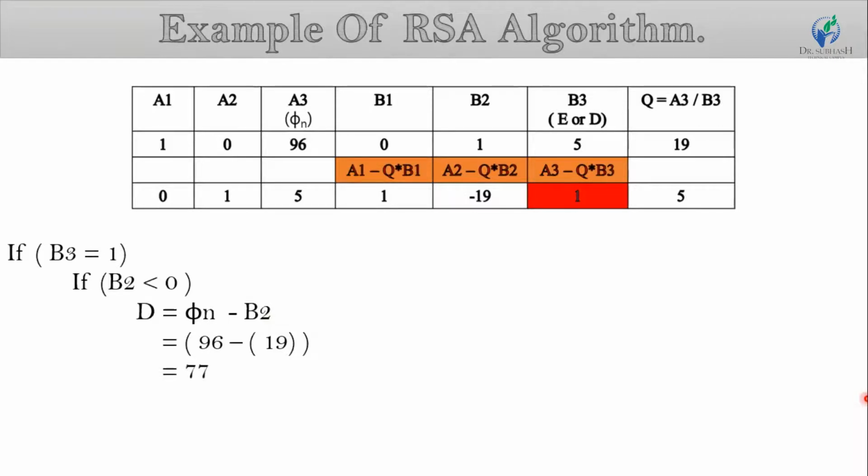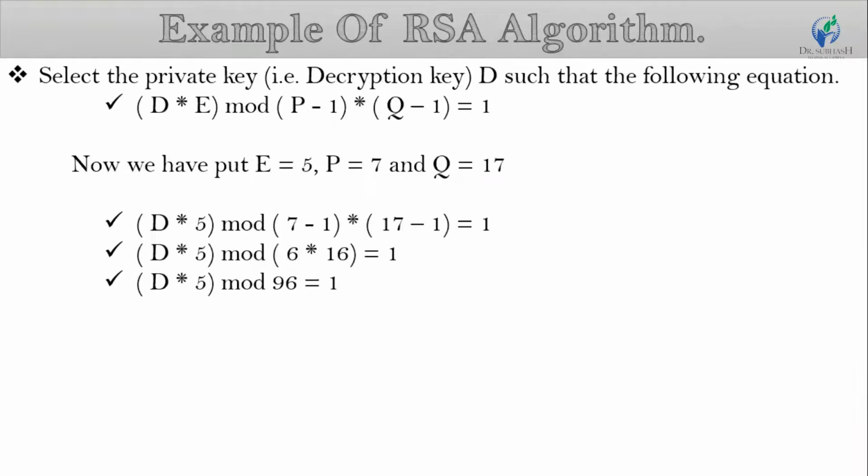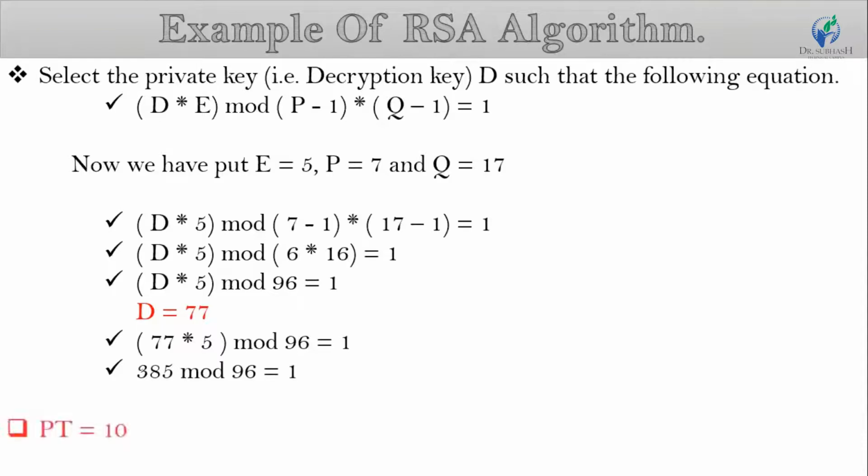Or else, if B2 is greater than 0, then we directly select that value as D. So D is B2. This way we find out the value of D. Now put that value in our equation. So D is equal to 77. So 77 multiplied by 5 mod 96 is equal to 1. So 385 mod 96 is equal to 1. So we have found that PT is equal to 10 this way.